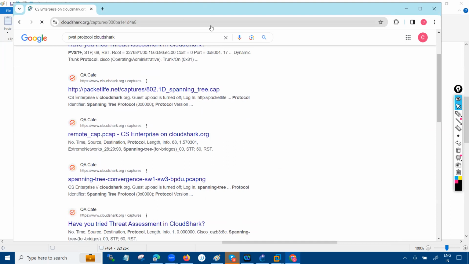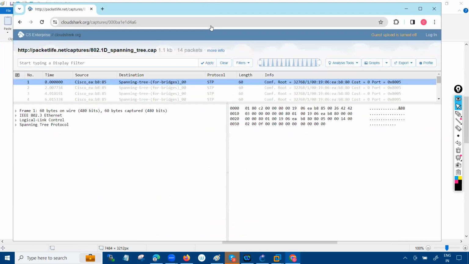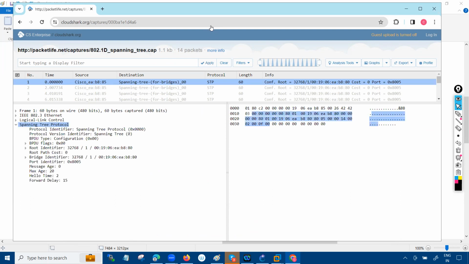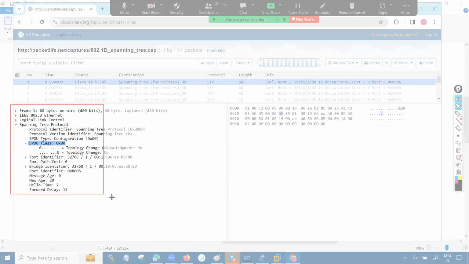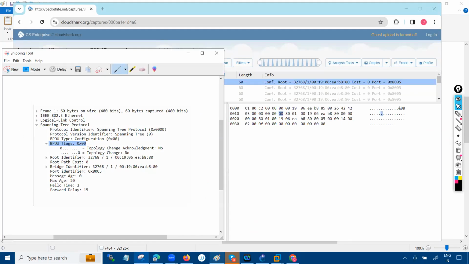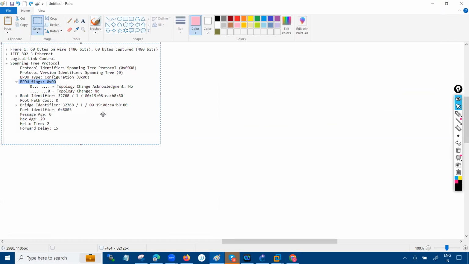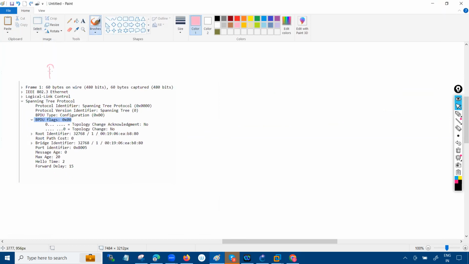If you see this protocol, we have a configuration BPDU. Guys, please pay attention to the BPDU flag. What is the size of this BPDU flag? The size of this BPDU flag is 8 bits. This is the PVST protocol configuration BPDU.